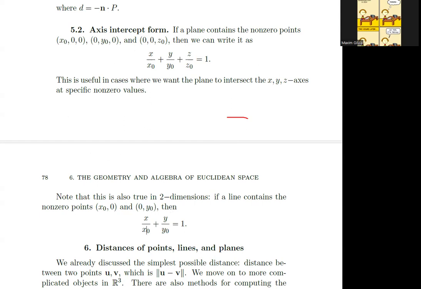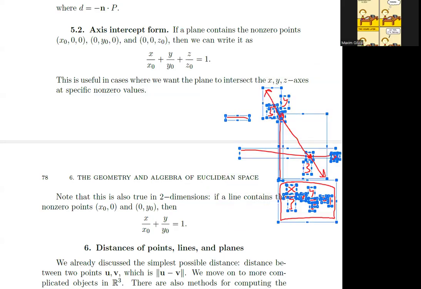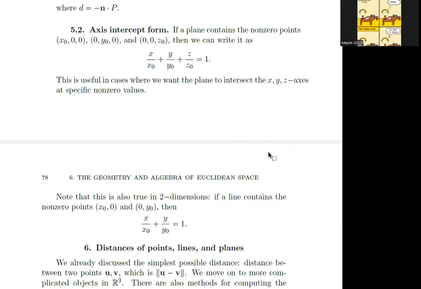So if I have a line and it intersects at 5, and here it intersects at 3, then I can very quickly write the line down as x over 3 plus y over 5 equals 1, which is sometimes helpful. So you don't need to compute the slope. You don't need to divide anything. You don't need to subtract anything. You just use the x and y intercepts, which most lines have. If a line passes through the origin, then that's a problem. But if it doesn't pass through the origin, then it'll work.